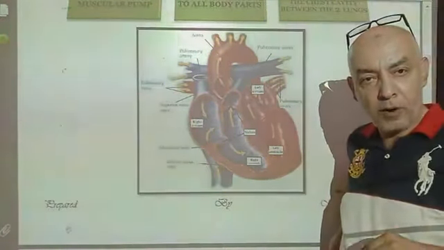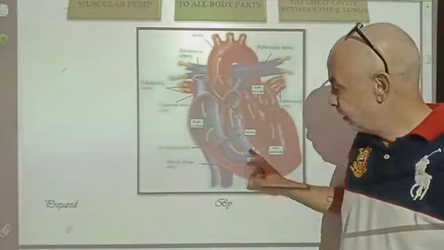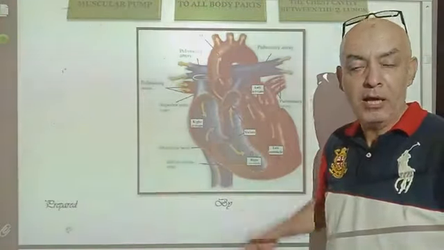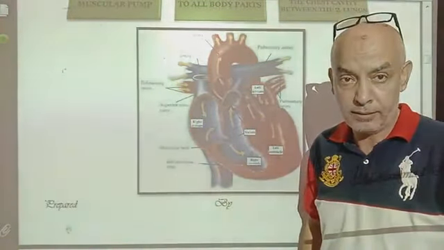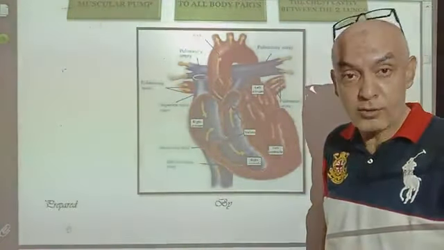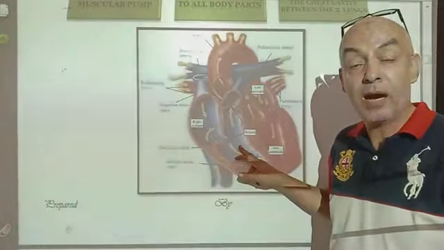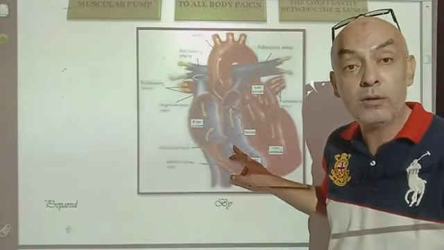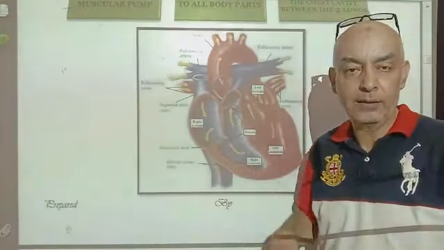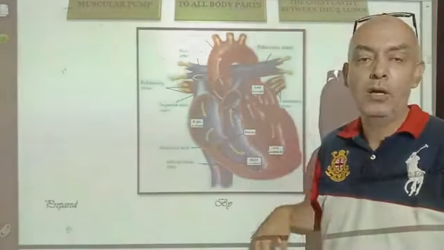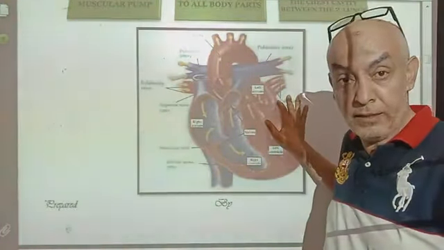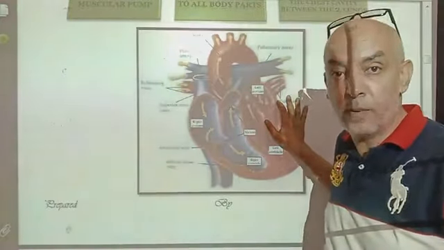Your heart is made up of two sides, right side and left side. Here in the right side, the blood is rich in carbon dioxide. But here in the left side, the blood is rich in oxygen. The blood rich in carbon dioxide in the right side is called deoxygenated blood, D and E. But the blood which is rich in oxygen in the left side is called oxygenated blood.